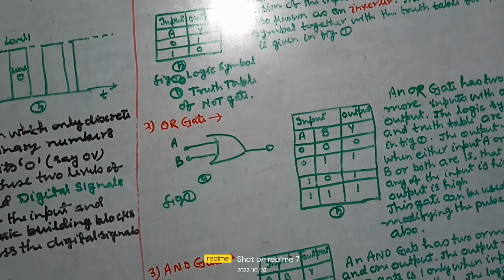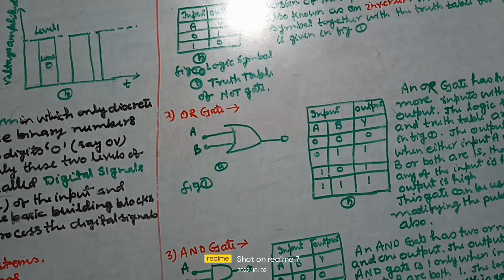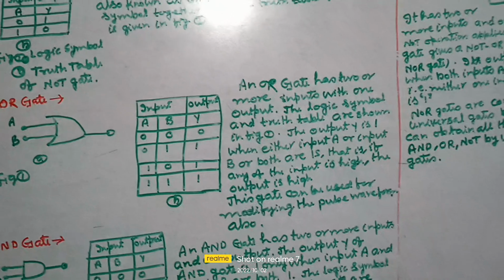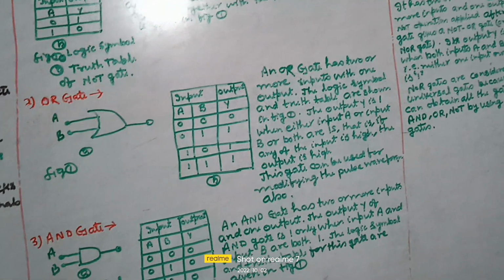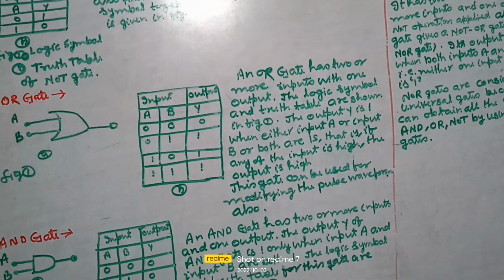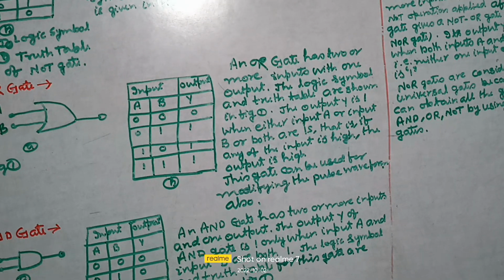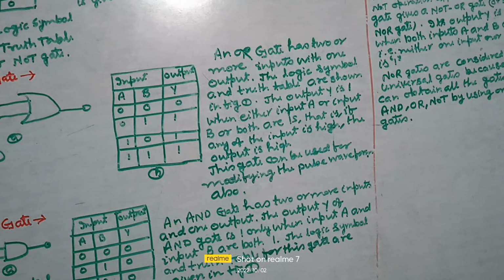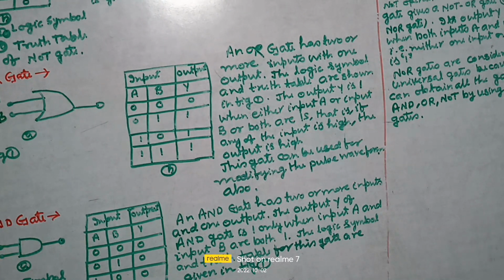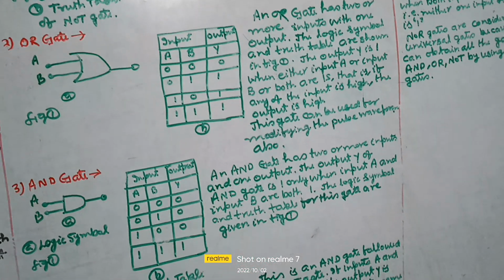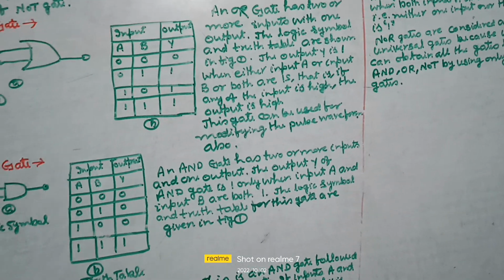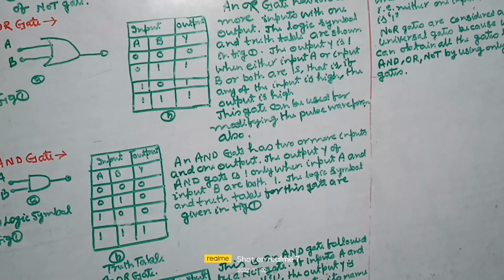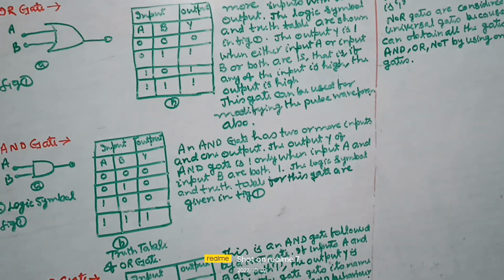Second, OR gate. The logic symbol and truth table are shown in figure 1a and b. An OR gate has 2 or more inputs with one output. The output is 1 when either input A or input B, or both, are 1. That is, if any of the inputs is high, the output is high. This gate can be used for modifying the pulse waveform also.